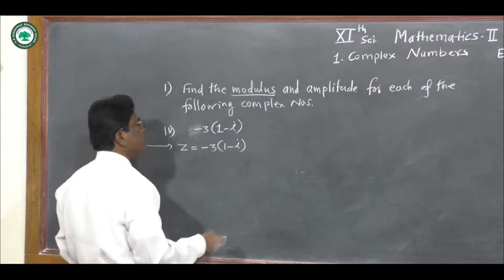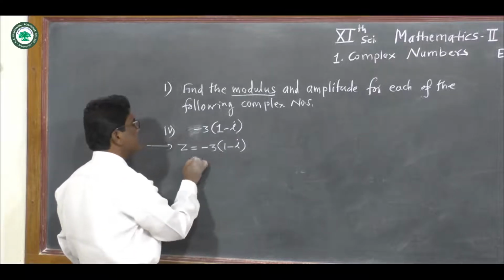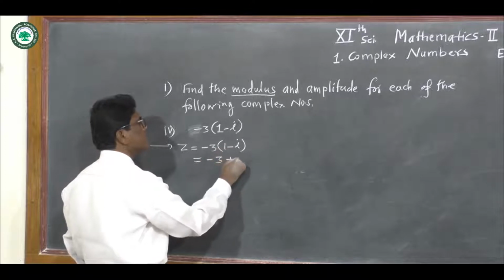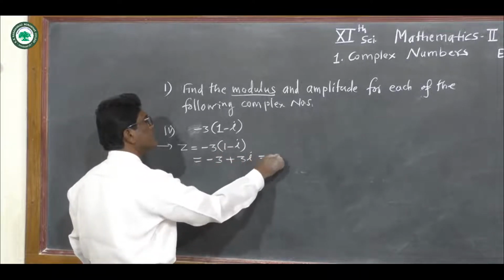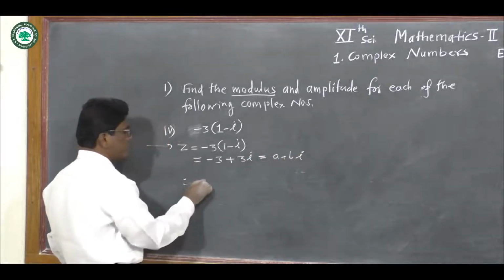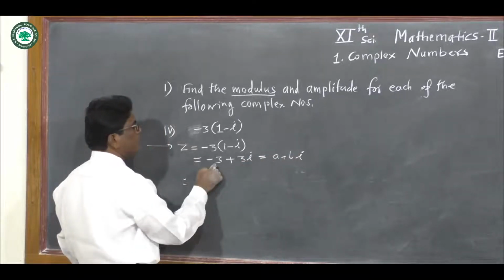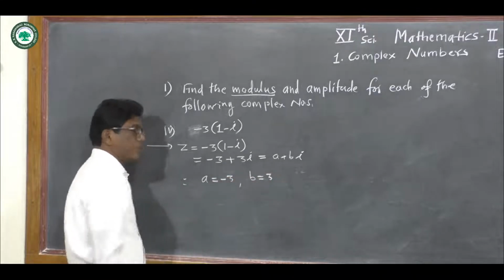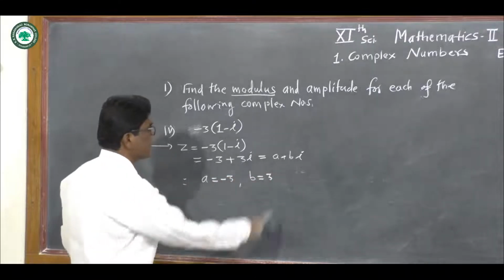We multiply by minus 3 inside the bracket. So minus 3 into 1, that is minus 3. This minus and minus gives plus 3i. It is equal to, suppose, a plus bi. So the value of a is here. Therefore a is equal to minus 3 and b is equal to 3. Get it? The coefficient of i.